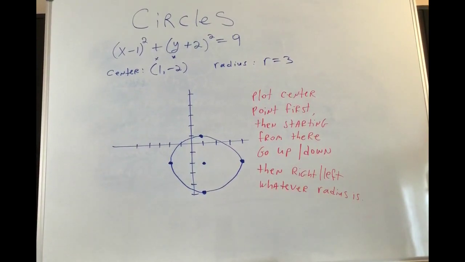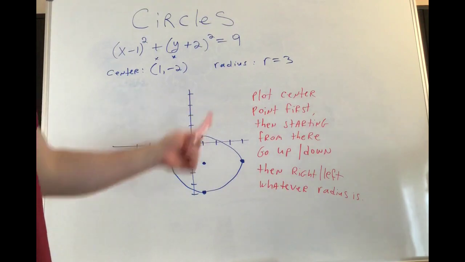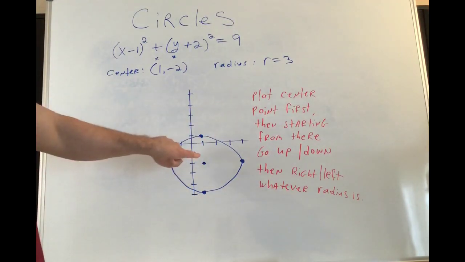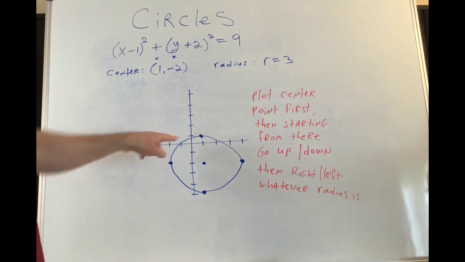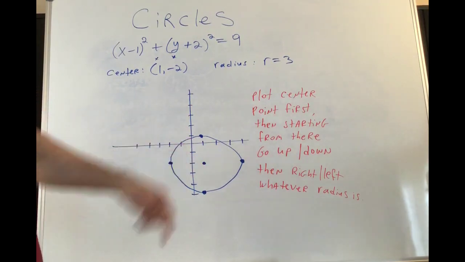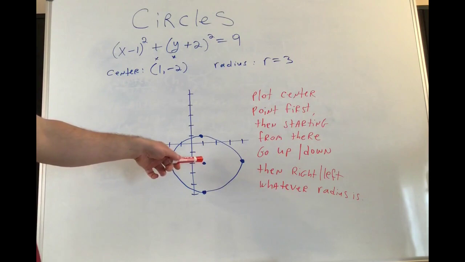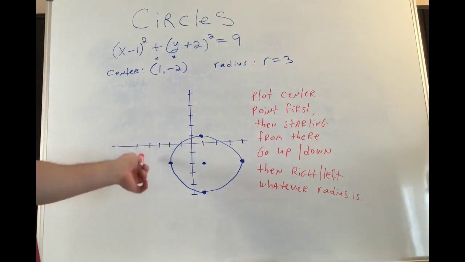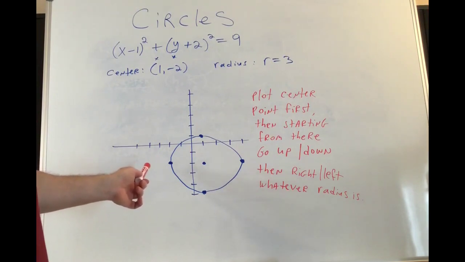So just for fun, I decided again to write my little statement here. Plot the center point first, and then starting from there, where do you go up 3 and down 3? From where? From the origin? No, you go from the center of the circle. So you start in the middle of the circle, you go up 3, down 3. You go right 3, left 3. I know I said left, right, but I always start on the left. I mean, we read left to right.